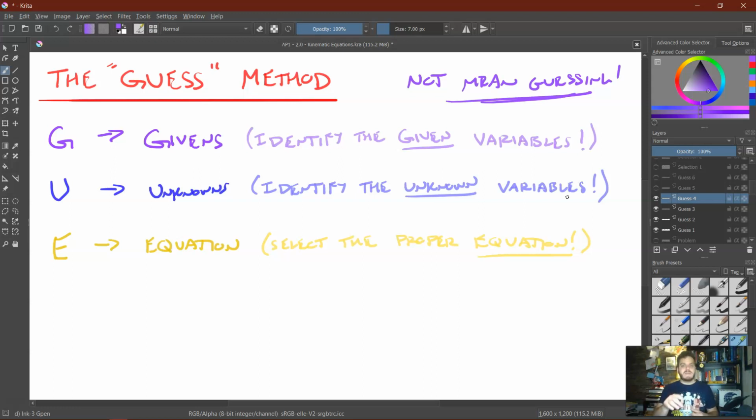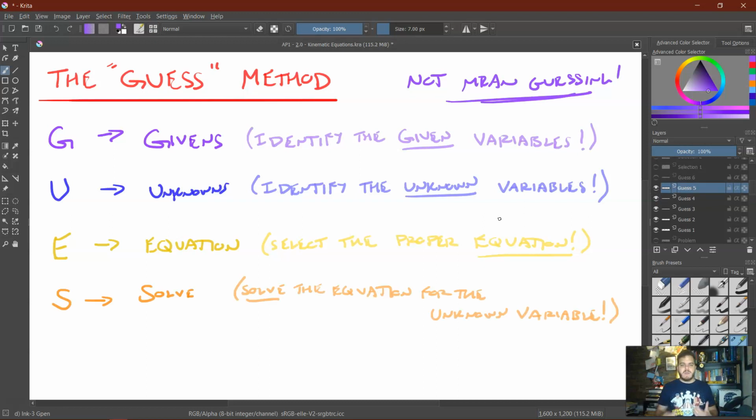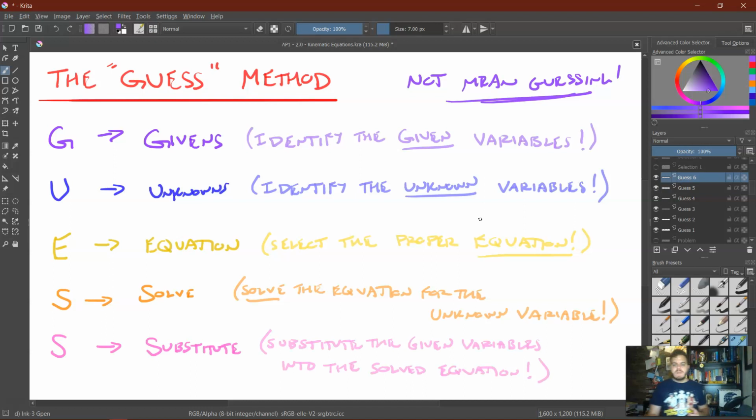Right now, that means selecting the proper one of the 4 kinematic equations, but it'll get even more complicated when we learn more equations down the line. The first S stands for solve. Take the equation and algebraically manipulate and solve it for the unknown variable that you want to find. And lastly, the last S is substitute. Take this manipulated equation, put the given variables into it, and then you should just be able to plug those into a calculator, and boom, solve the problem.